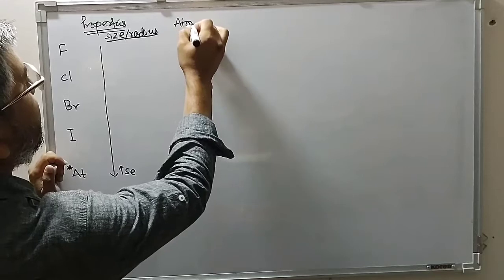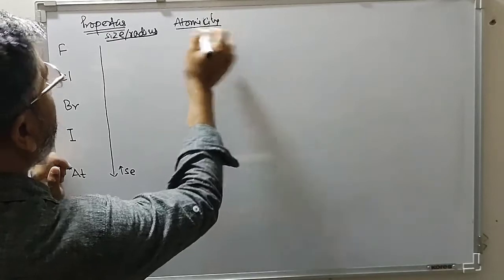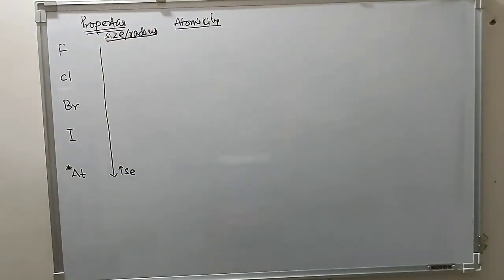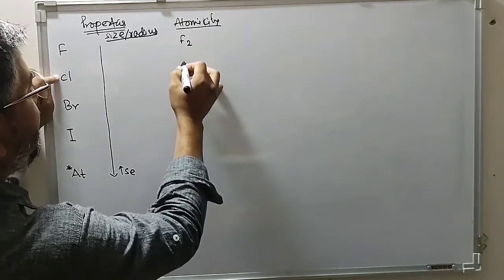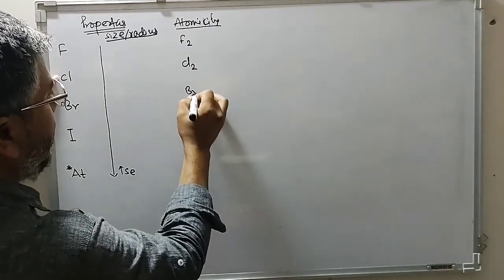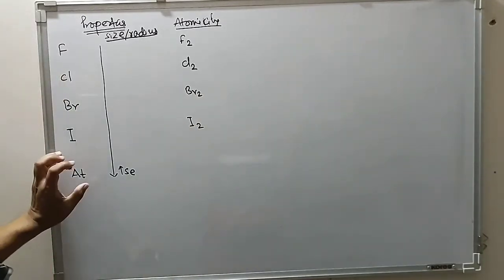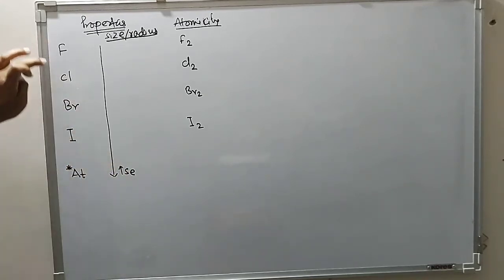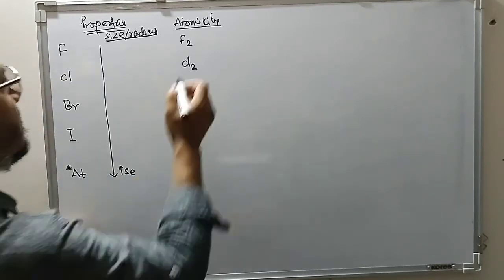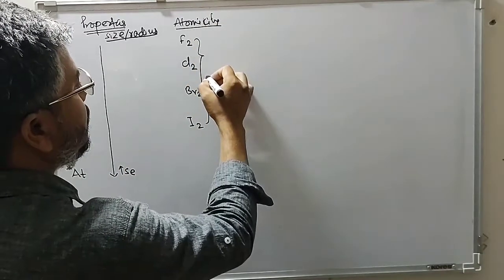Then next is atomicity. For all these elements of group 17, the atomicity is 2. That is, they exist as fluorine F2, Cl2, Br2, I2. Astatine, being radioactive, most of its chemistry is not known, so we will focus on the chemistry of fluorine, chlorine, bromine and iodine. In the elemental state, the atomicity is 2.